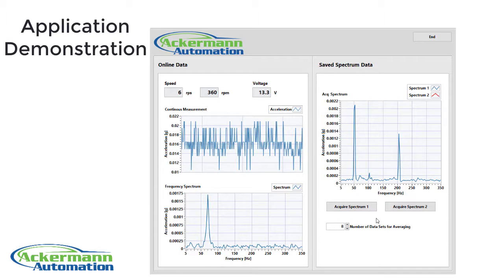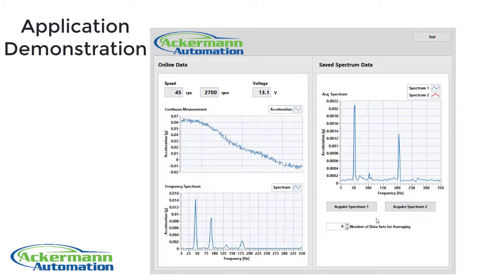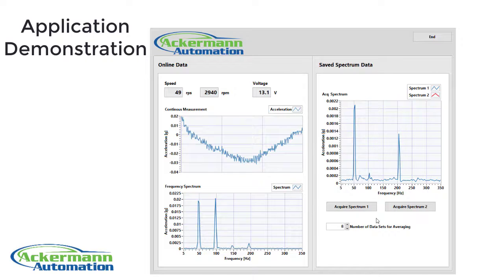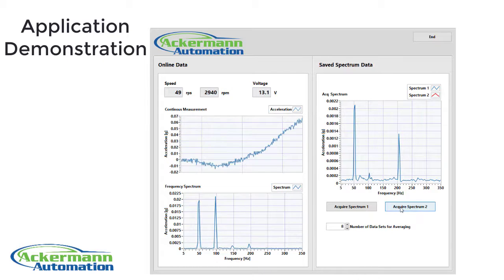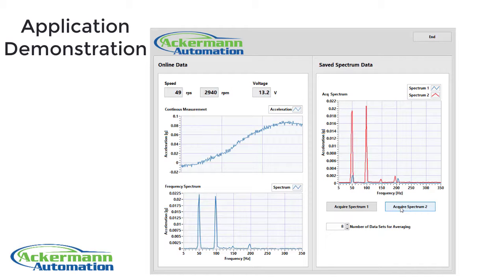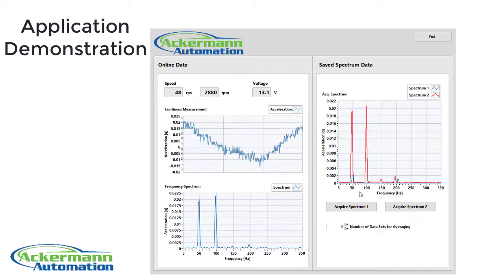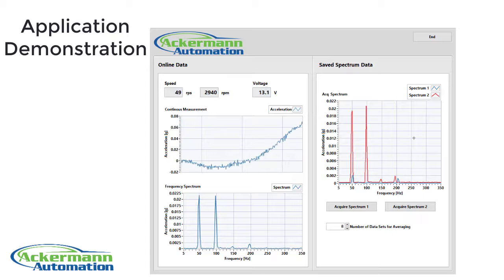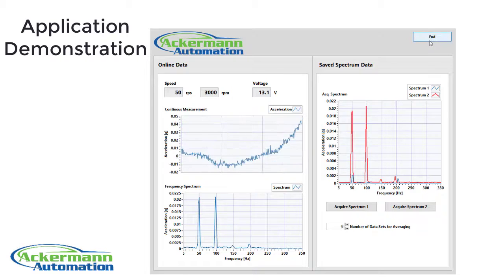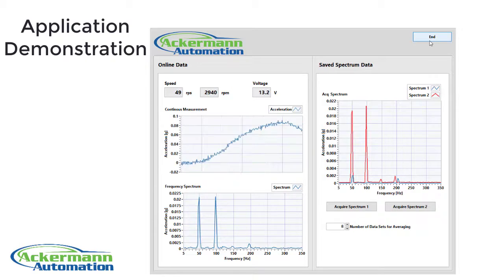Now we run the fan with the broken blade at the same speed and take a measurement. We can now compare the frequency data and the plot and go on with any further analysis of the data in LabVIEW.